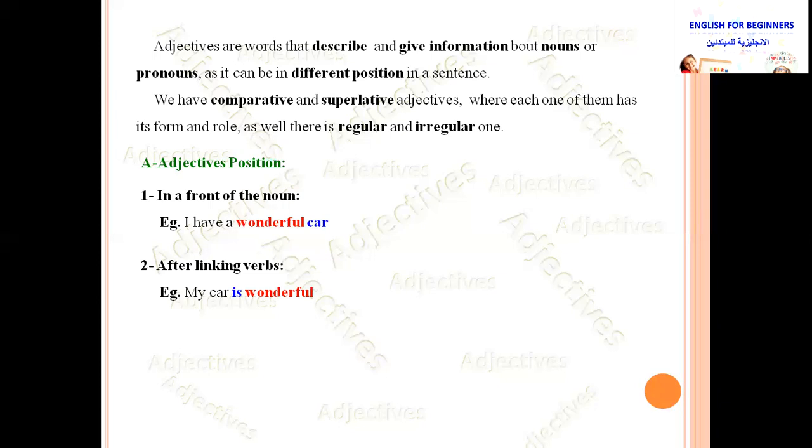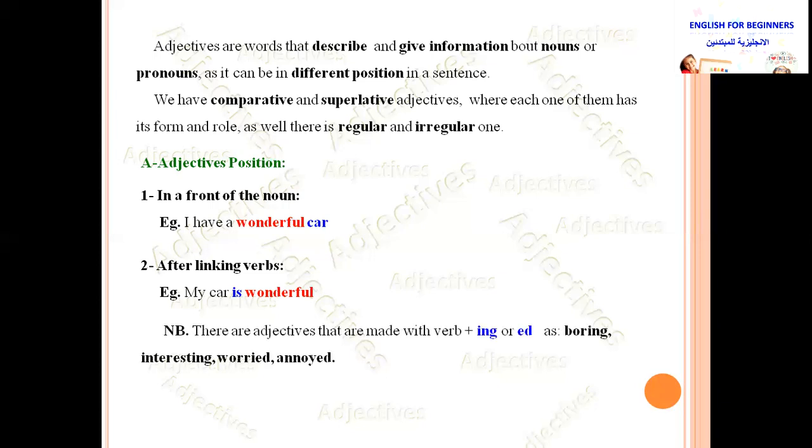There are adjectives that are made with verb plus ing or ed. هناك بعض الصفات التي يمكن الحصول عليها عن طريق الفعل وإضافة حرفي ing or ed, as boring, interesting, worried, and annoyed.